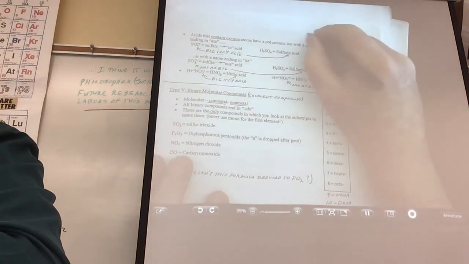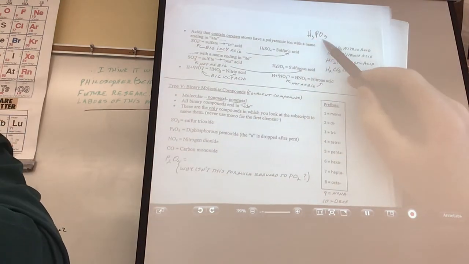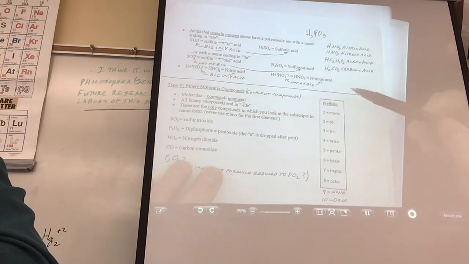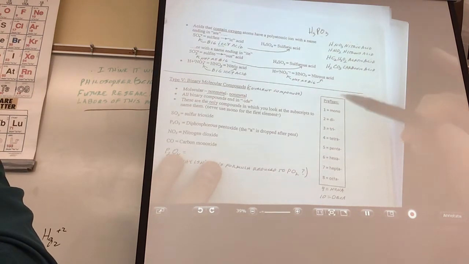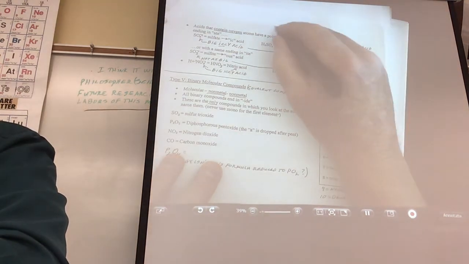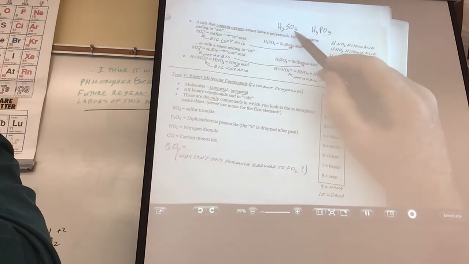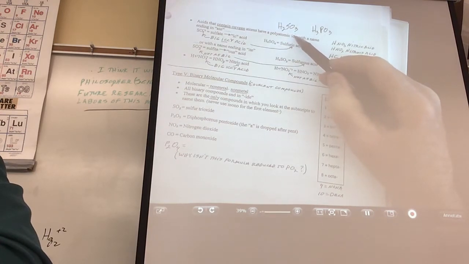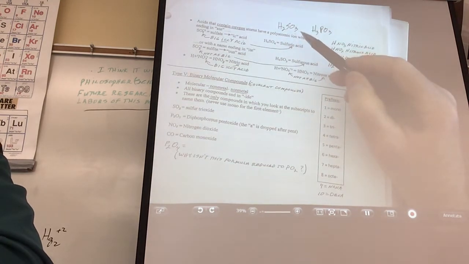All right, let's try one. Let's do this one. What's the name? It has oxygen in it. It's an acid. And what's the name of this guy? Phosphite. So he has to become phosphorous acid. How about this one? All right, here's an acid. It has oxygen. What's the name of the polyatomic ion? Sulfite. So what kind of acid is it? Sulfurous acid.